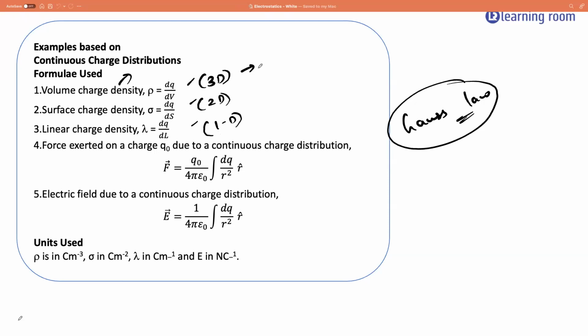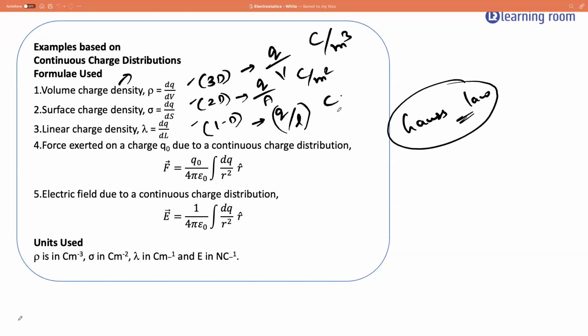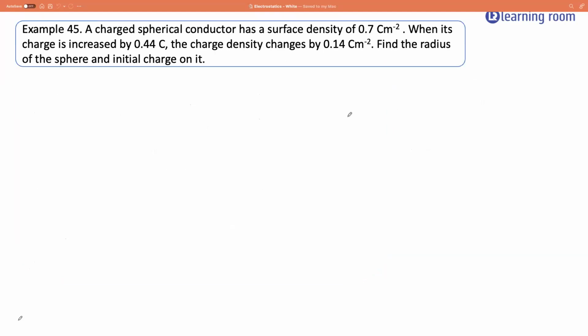So volume charge density, how do you define it? The amount of charge per unit volume. What is going to be the surface charge density? Amount of charge per unit area, and amount of charge per unit length is called the linear charge density. So you know the units: coulomb per meter cube, coulomb per meter square, and coulomb per meter. Okay. Having said this, we shall get started with the problems.